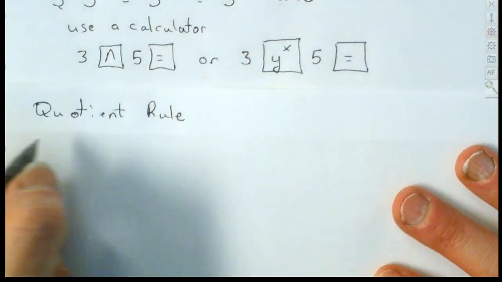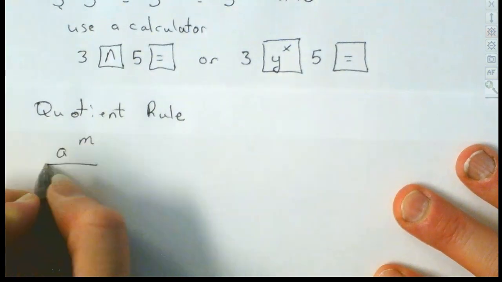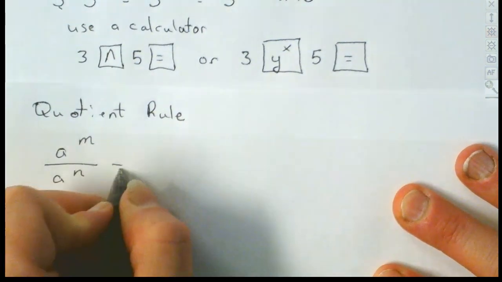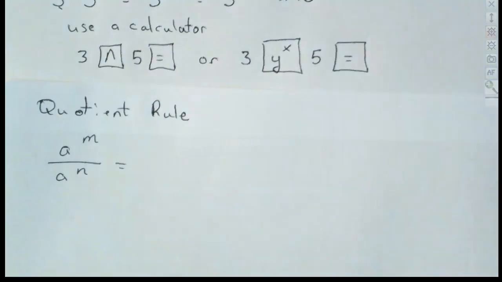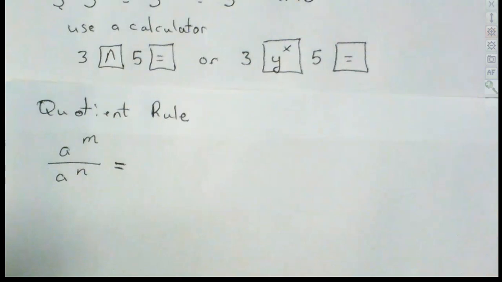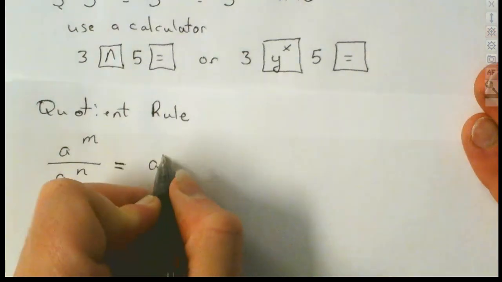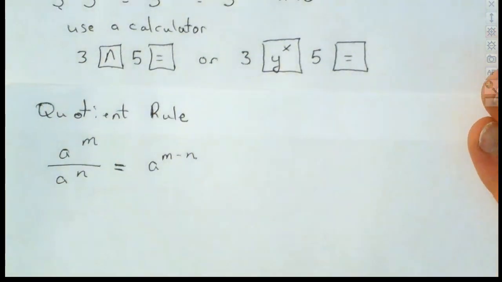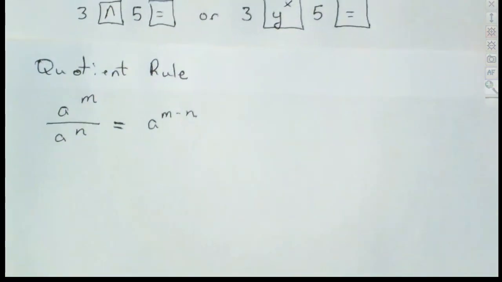Now, the quotient rule is division. And what do we know about division and multiplication? Well, division and multiplication are opposites. Addition and subtraction are also opposites. So when we multiplied a moment ago, the exponents added together. Right? Now, the opposite of multiplication is division. So when we divide, the exponents are going to subtract. And they're going to behave exactly like the product rule, except instead of adding, we're going to be subtracting. So dividing, we always subtract.